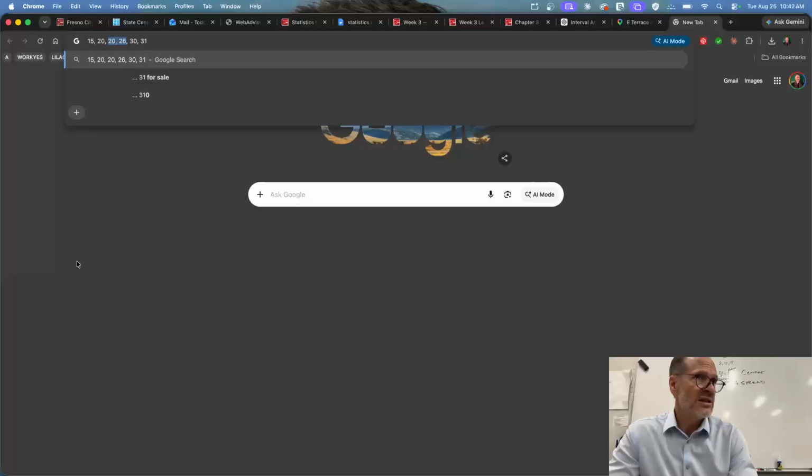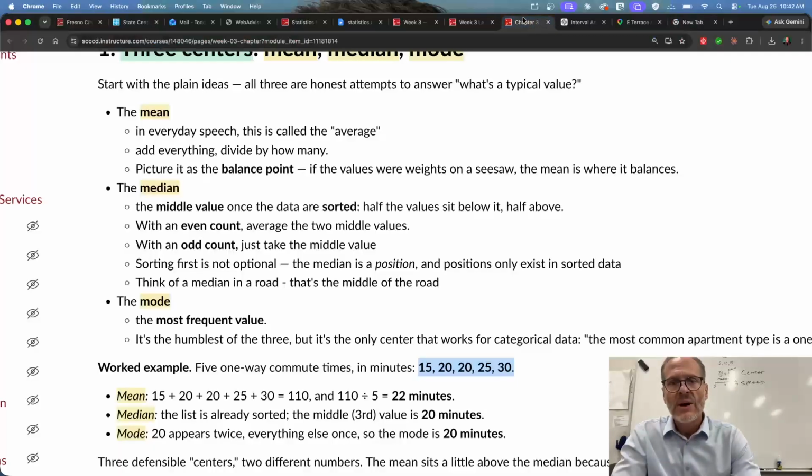Okay, so these are just descriptive statistics. We have some data, 15, 20, 20, 25, 30, and we can figure out the average. We add all those numbers up, divide by 5, we get an average. That's 22. We can figure out the median, the middle value. There's the middle value. It's 20. That's if we have an odd number for the median.